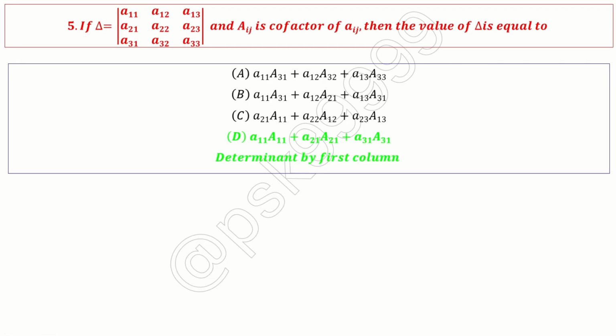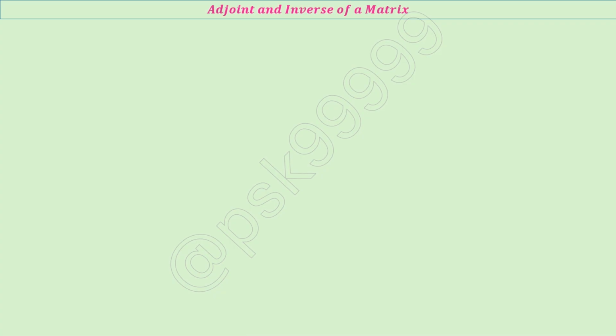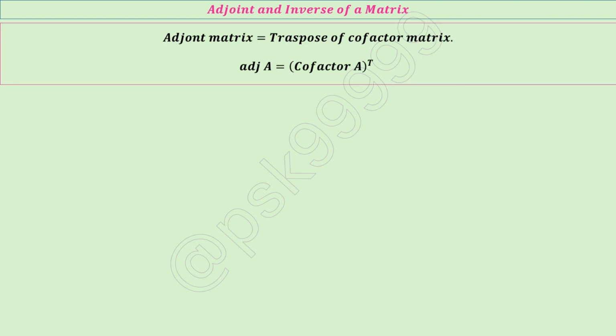Okay. Hope you understand how to do the minors and cofactors and then find the determinant of a matrix based on whatever row or column. Okay. Next. Let's get closer to the inverse of a matrix. Let us understand adjoint and inverse of a matrix both. Before understanding inverse, we need to understand adjoint, which is very simple. Adjoint matrix is nothing but the transpose of the cofactor matrix.